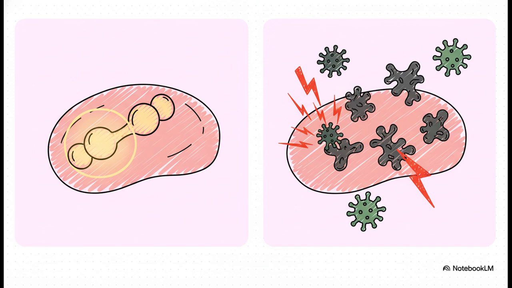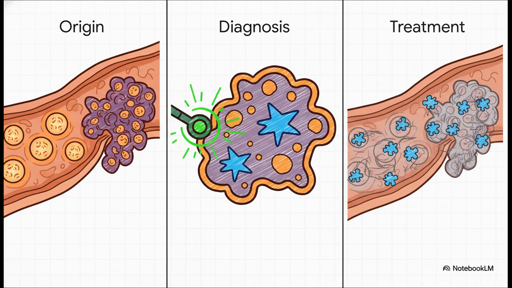For sweet tastes, which usually mean, hey, here's some energy, we have just a couple of specific receptors. But for bitter tastes, we have a whole arsenal of different receptors. That's because bitterness can be a sign of poison, so our body has evolved this incredibly sophisticated alarm system to protect us. Of course, with all this complexity, sometimes things can go wrong.